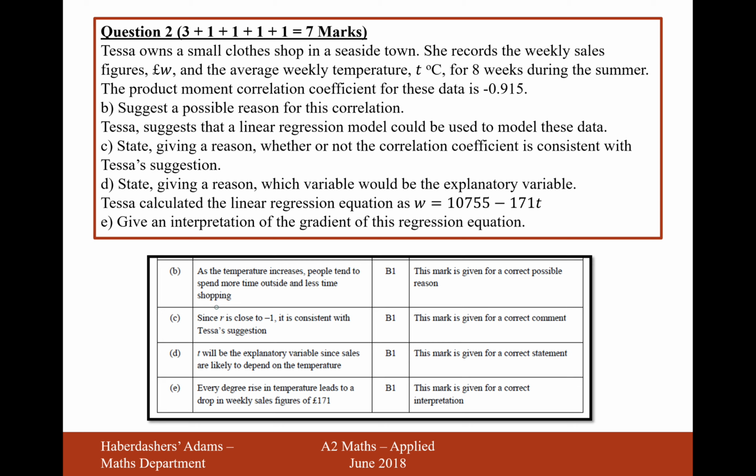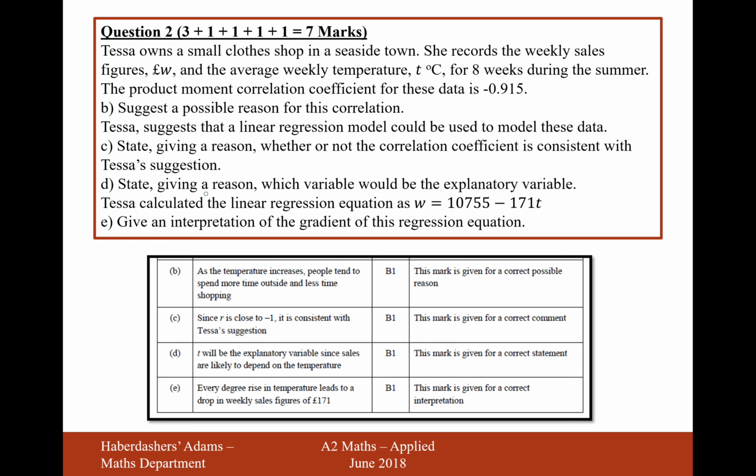Tessa suggests that a linear regression model can be used to model this data. State, giving a reason, whether or not the correlation coefficient is consistent with Tessa's suggestion. Yes, well, given that r is close to -1, it is very close to negative correlation, in which case the data is quite linear, so therefore it is consistent with Tessa's suggestion, or it supports Tessa's suggestion that she should use a linear regression model.